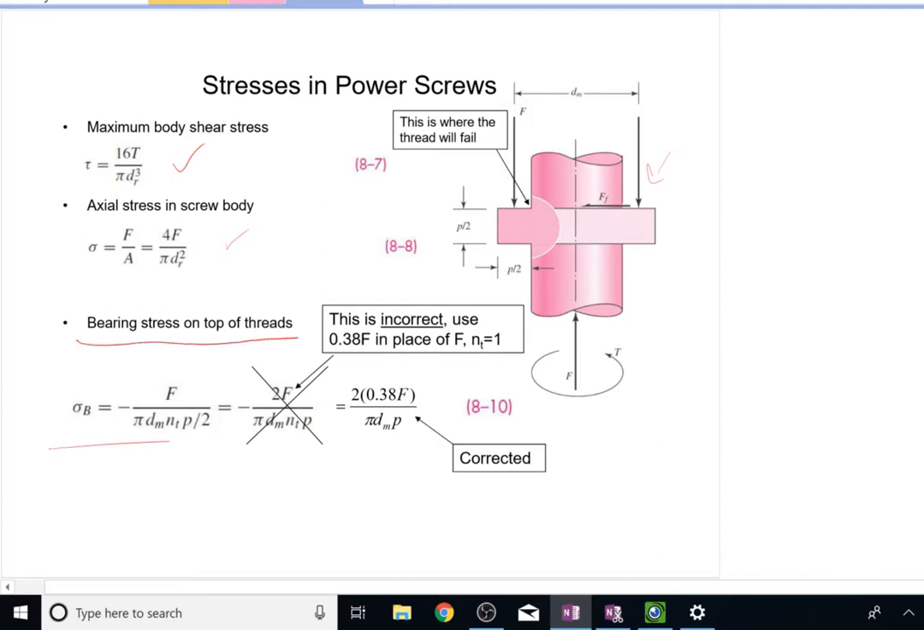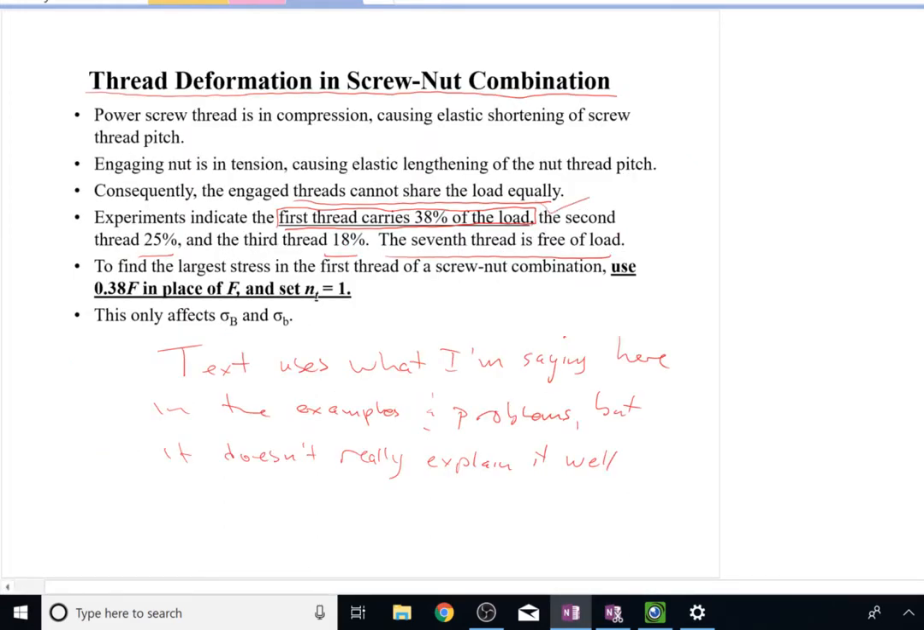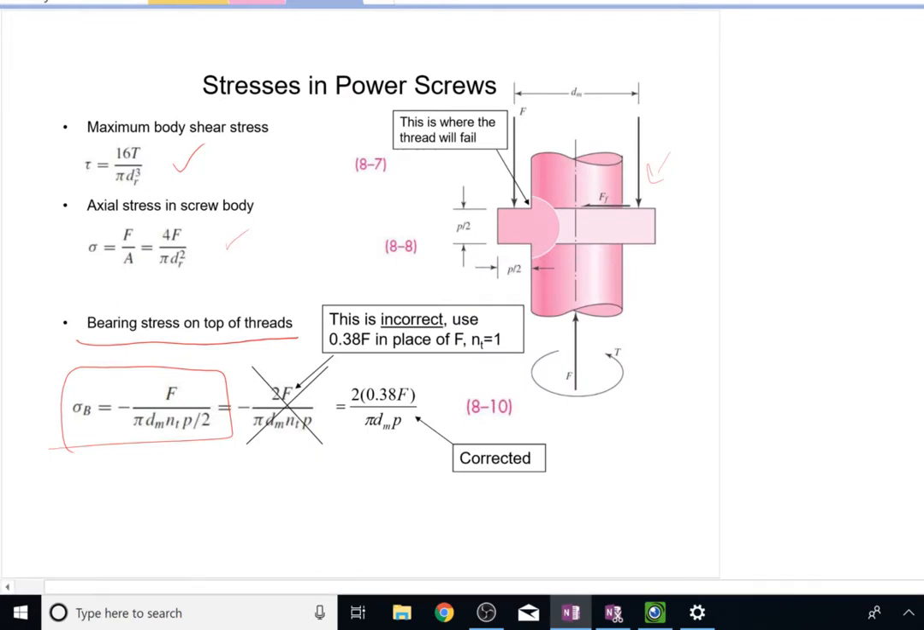And they have this formula in the book, but that's actually not used in any of their example problems, because they use this thing right here, the 0.38 on the first thread. What they do is focus all the example problems on the first thread. That's not explicitly put in the book as an equation, so I have added this part here. This is a modified equation 810, corrected as it's stated here.